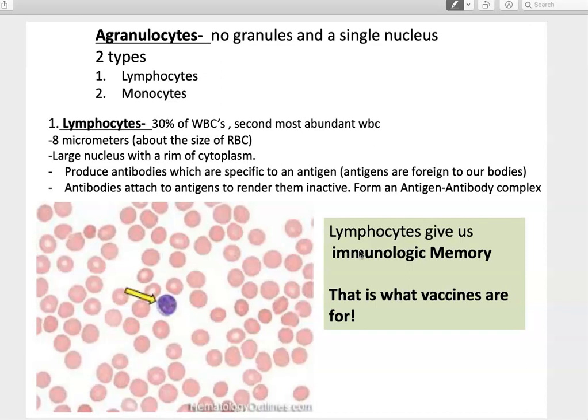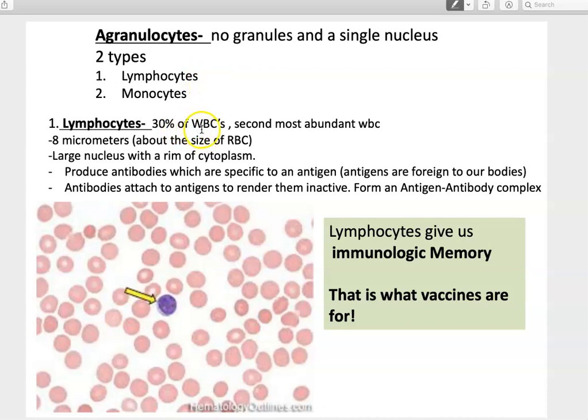Now let's go on to our agranulocytes. Agranulocytes have no granules in their cytoplasm, and they have a single nucleus. Two types: lymphocytes and monocytes. Lymphocytes are our second most abundant white blood cell. Remember, never let monkeys. Never was neutrophils. Let is lymphocytes. Monkeys, monocytes, is going to be your third most common. But we're on lymphocytes.